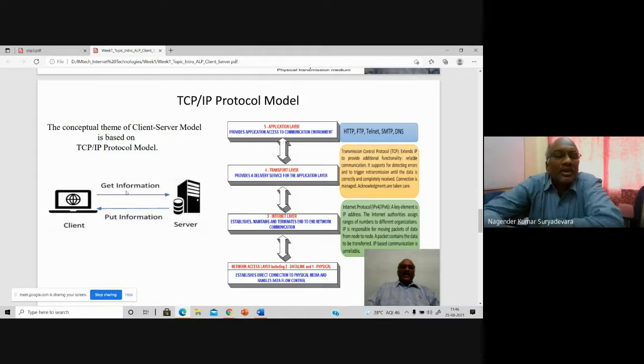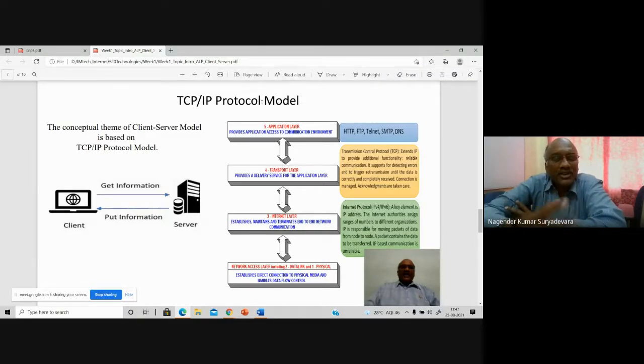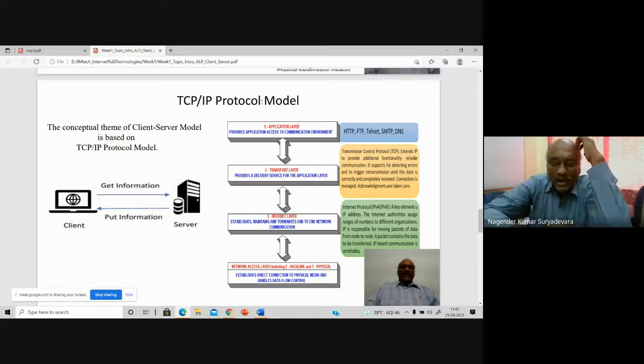So now, two devices which are connected over the internet can communicate if they follow a common rule. That common rule is the TCP/IP protocol, transmission control protocol and internet protocol. So what is this transmission control protocol?